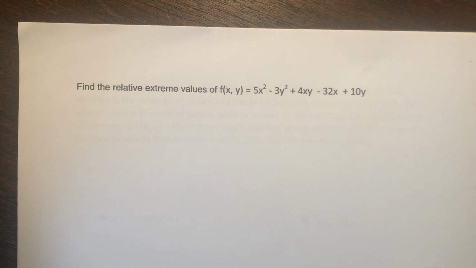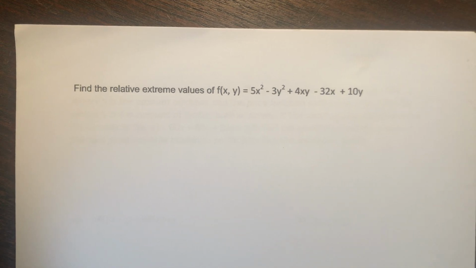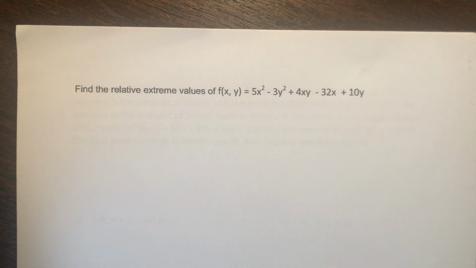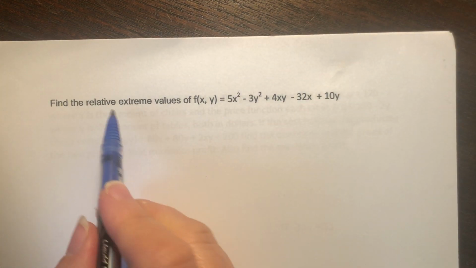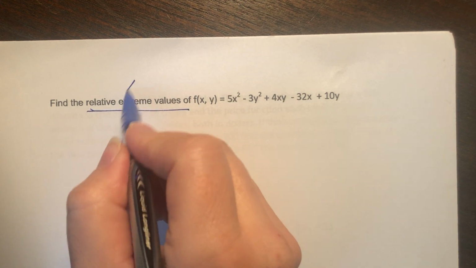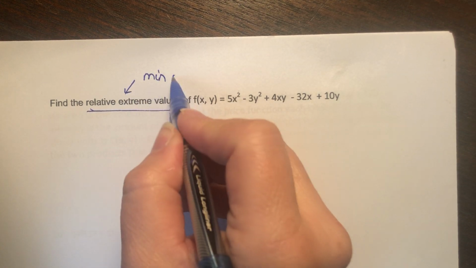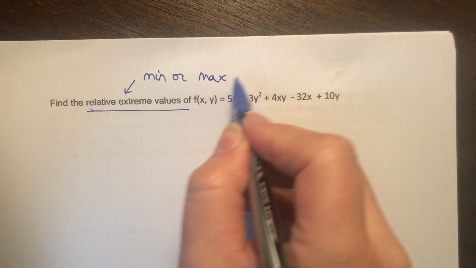All right, class, let's continue with section 4.4. We left off once I explained to you about the d-test and how that works. Now let's use it to find these relative extreme values. In other words, what? Min or max, possibly, or maybe neither.